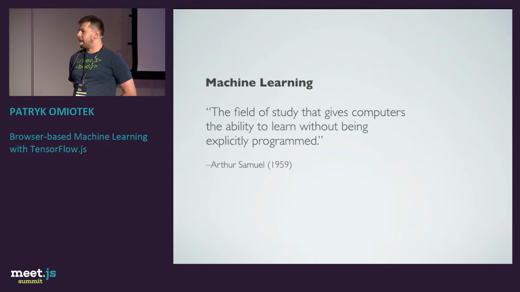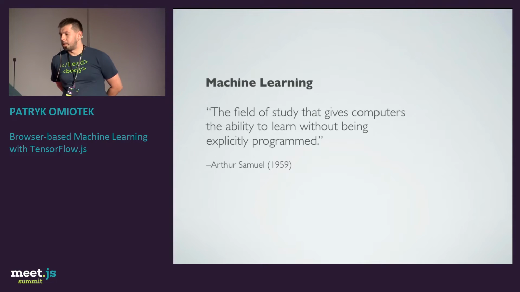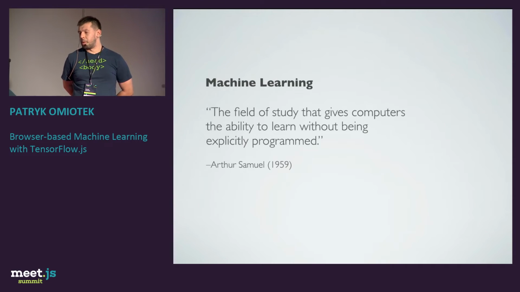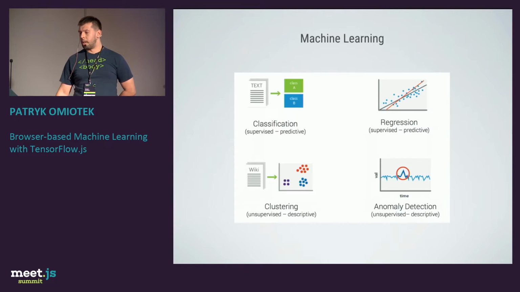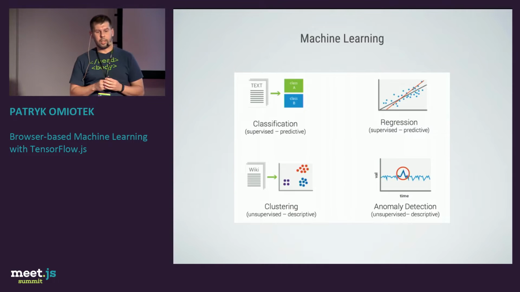As you already know, we can use machine learning in JavaScript. Here's the definition: machine learning is the field of study that gives computers the ability to learn without being explicitly programmed. Definition from 1959. So machine learning can be used, of course, for classification problems.